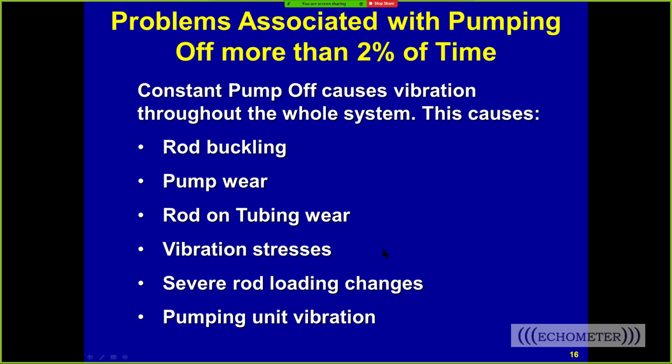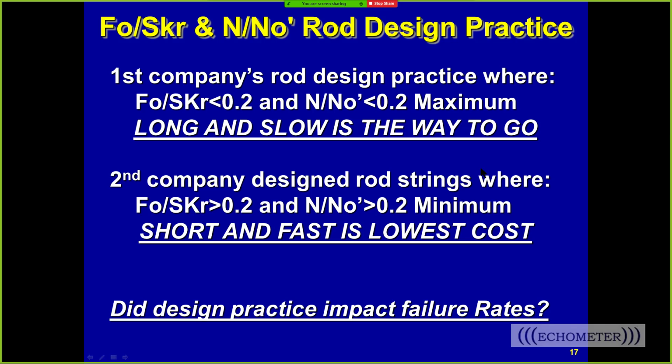So what kind of problems do we have when we pump off? Well, we have rod buckling problems, we have rod wear problems, we have rod on tubing wear problems, we have vibration stresses, we have severe rod loading changes, and we have pumping unit vibration problems. So these kind of problems are associated when you pump off more than 2% of the time. If you have an incomplete pump fillage more than 2% of your time, you're going to start to have these kind of problems in the life of your wells.